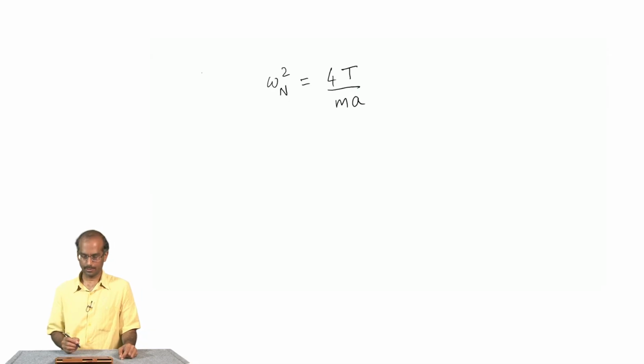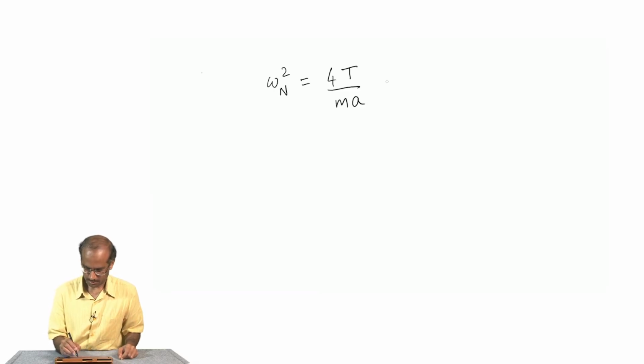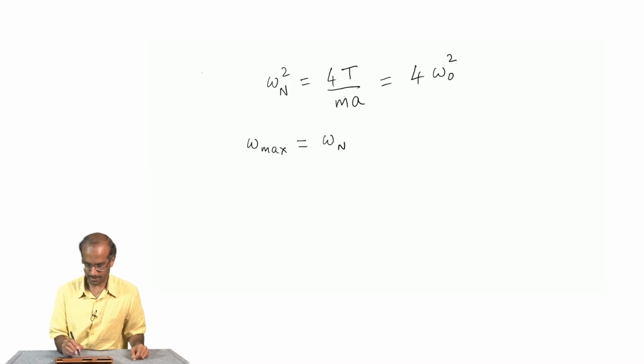So, my result says that omega n square is equal to 4 T by m a, and this can be written as 4 omega 0 square. Hence, omega max, or the maximum frequency possible, is equal to omega n, which is equal to 2 omega 0.